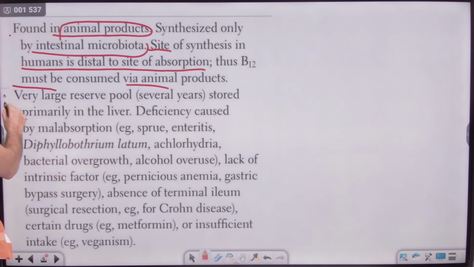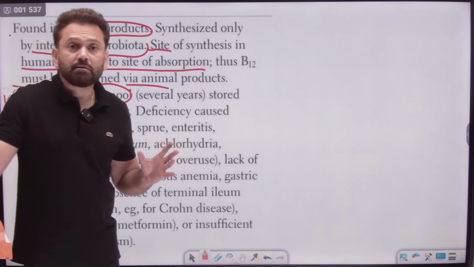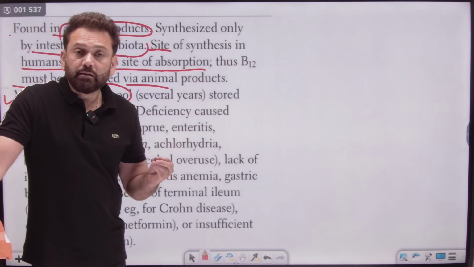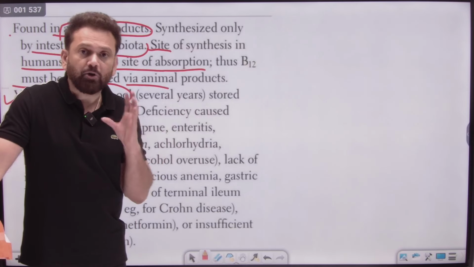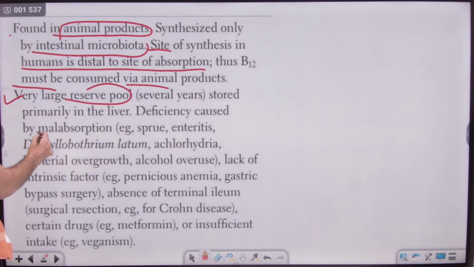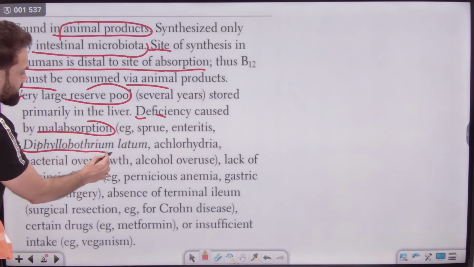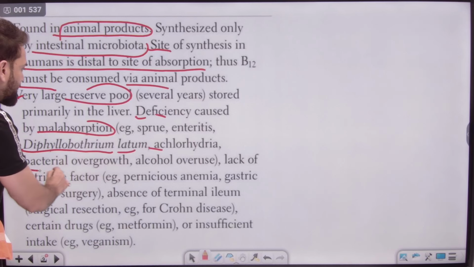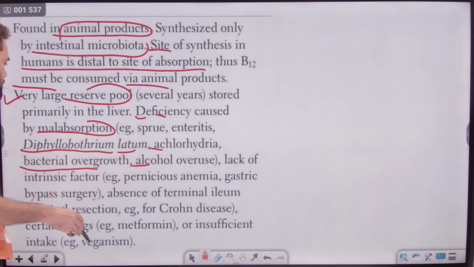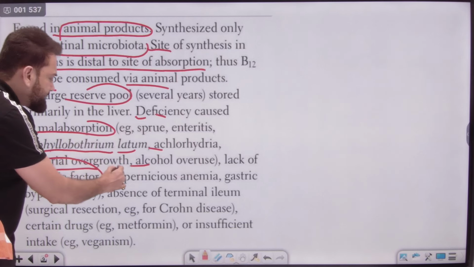So a very large reserve pool is there. It is enough for several years. So normally B12 deficiency is very difficult to form unless there is some sort of malabsorption, like sprue, enteritis, Diphyllobothrium latum, achlorhydria, bacterial overgrowth, or alcohol overuse. And there can also be lack of intrinsic factor, like pernicious anemia.